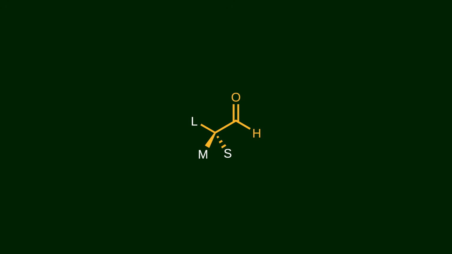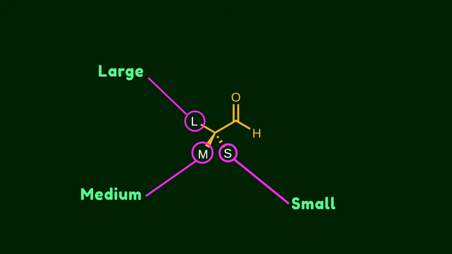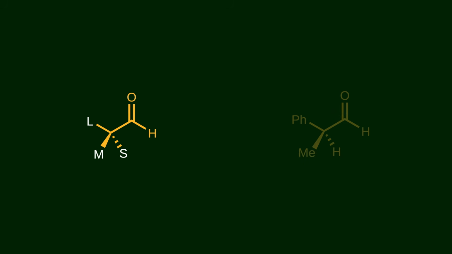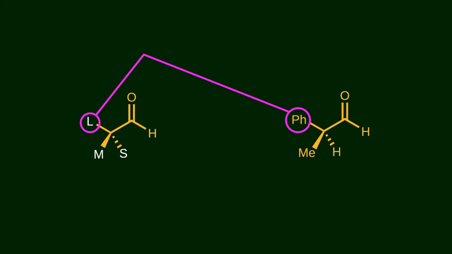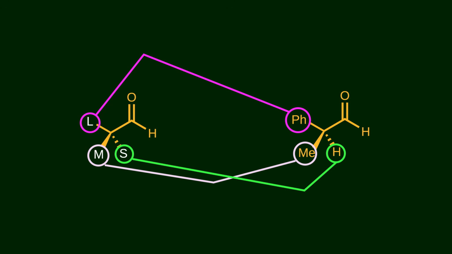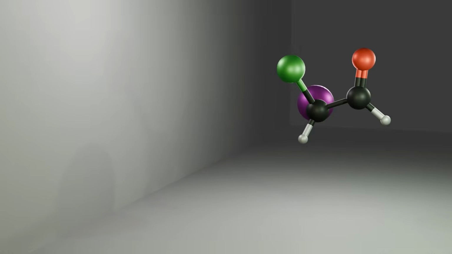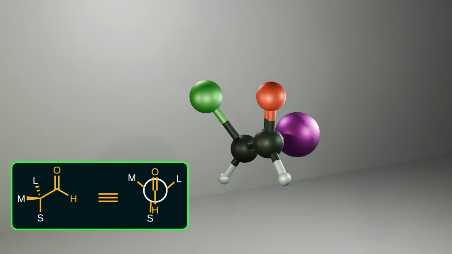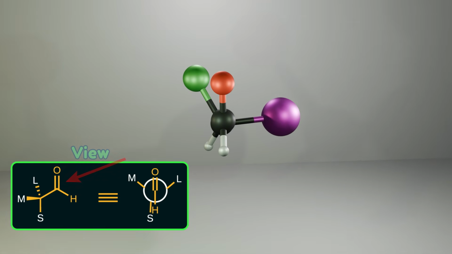In this model, substituents are classified based on their size. So we have large, medium, and small substituents. For example, in this compound, phenyl is a large substituent, methyl has a medium size, and hydrogen is a small one. In the Felkin model, we use a Newman projection in which we look along the bond between the carbonyl carbon and the alpha carbon atom.